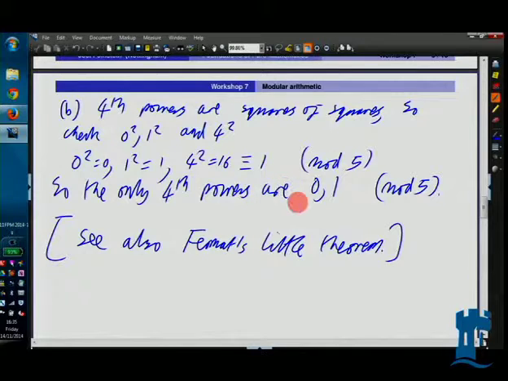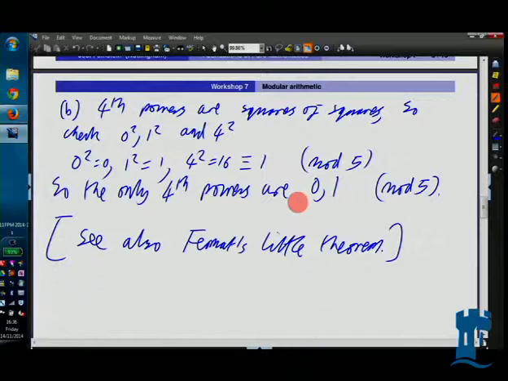Any questions about that? About why there are so few 4th powers? Why we only have to check so few cases? Why are all the other ones repeats? Anybody wondering whether there's some other remainder you could get by trying 2,537 and taking its 4th power?